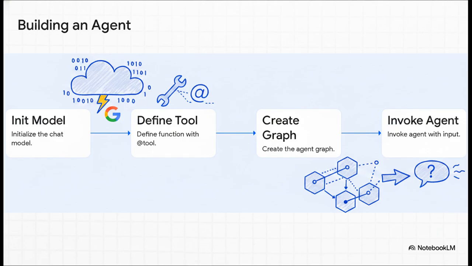Create the agent graph by binding the model to our list of tools. And step 4. Just invoke the agent with a user's question.